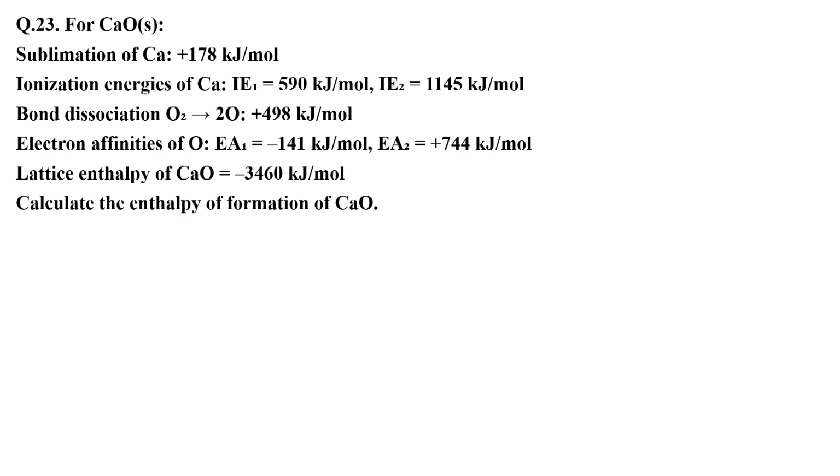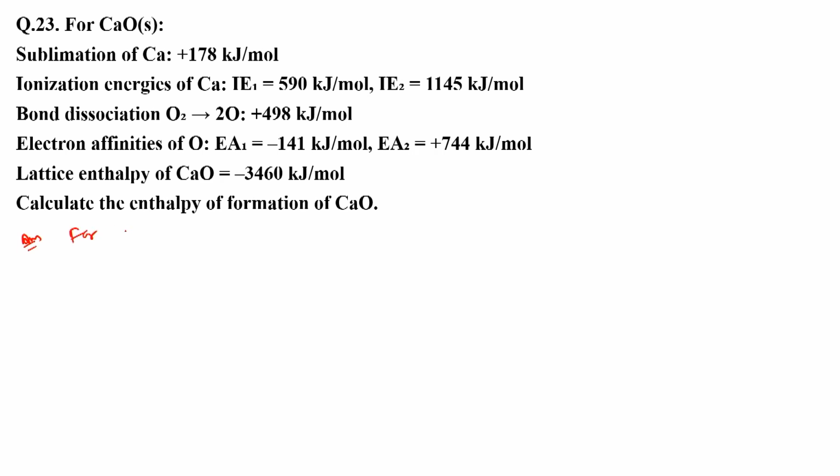Bond dissociation energy of O2 is also given. O2 to 2O is 498 kilojoule per mole. Electron affinity of O is also given. So, there will be two electron affinities EA1 and EA2 because O will be minus 2 charge here. So, value of EA1 is minus 141 kilojoule per mole and value of EA2 is plus 744 kilojoule per mole. Lattice enthalpy of CaO is also given minus 3460 kilojoule per mole. We need to calculate the enthalpy of formation of CaO. So, we have to again use Born-Haber equation.